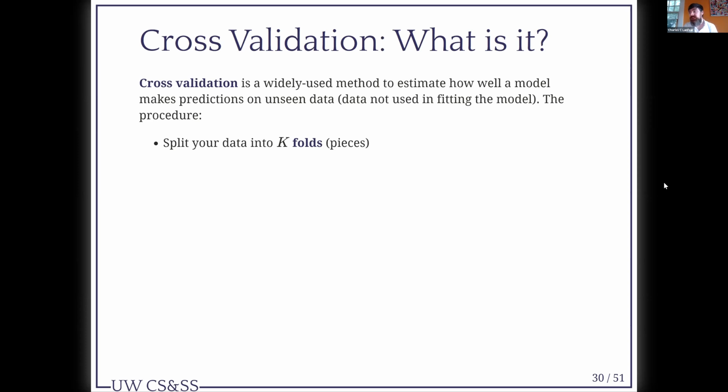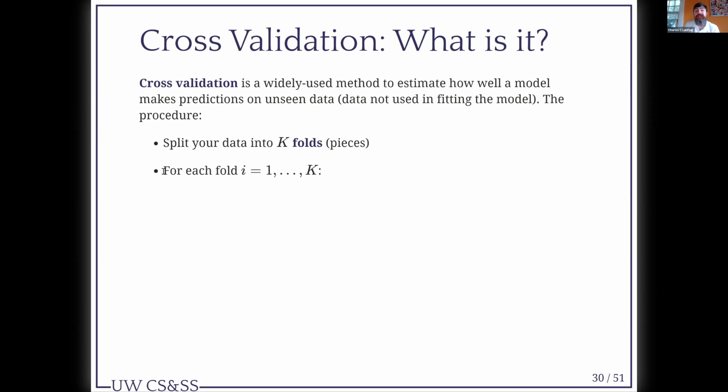So the procedure to do cross-validation is you will split your data into K folds, is the terminology. These are just chunks of data. If you do something called 10-fold cross-validation, it means you slice your data frame up into 10 equally sized sets of rows, okay? That's all it is. A fold is some set of your data, some selection of rows.